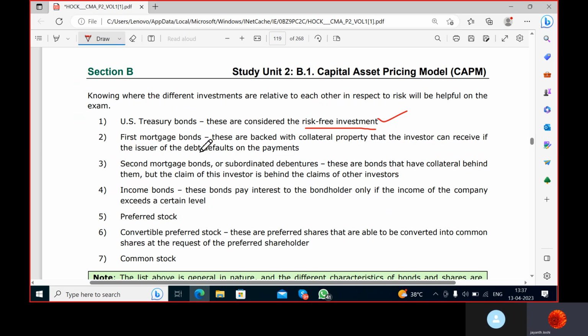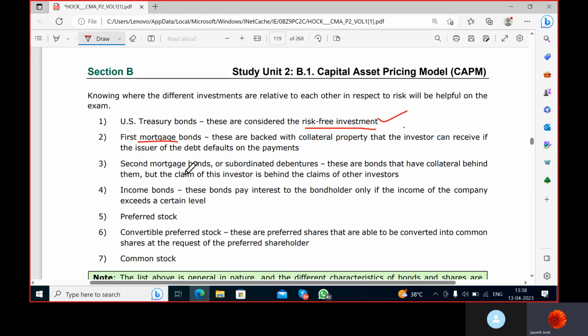First mortgage bonds. These are secured bonds whereby the property has been kept as collateral with the bank. Since the property has been kept as collateral, the bonds have the backup of the assets, and those are called asset backed securities. Even if there is a default, the assets will be sold and the money will be returned, or the money can be claimed by selling the assets.